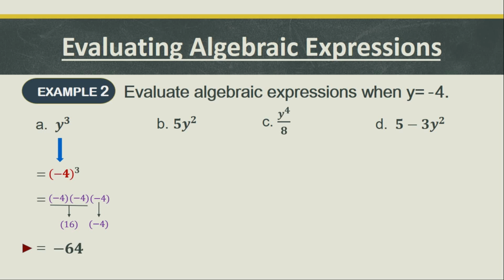Let's have the second example, 5y squared. Again, by substituting the value of y equals negative 4, this is equal to 5 times negative 4 squared. Take note we enclose negative 4 in parentheses, just like what we do in the first example. Now be careful in simplifying this expression. Do not multiply 5 by negative 4 first, because you will get the wrong answer.